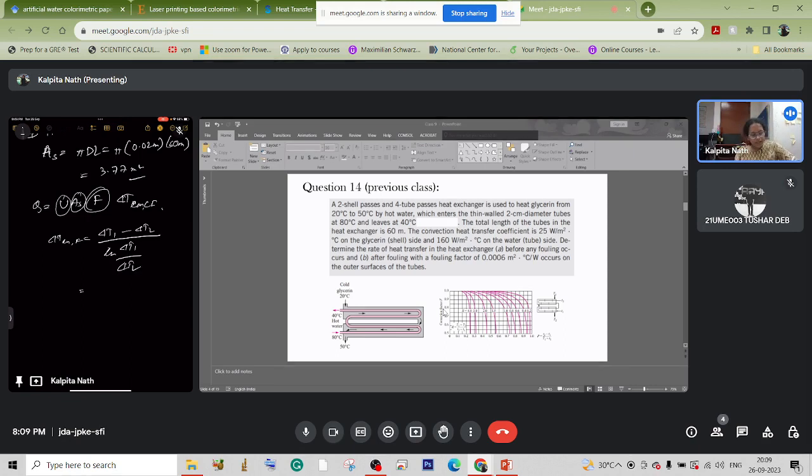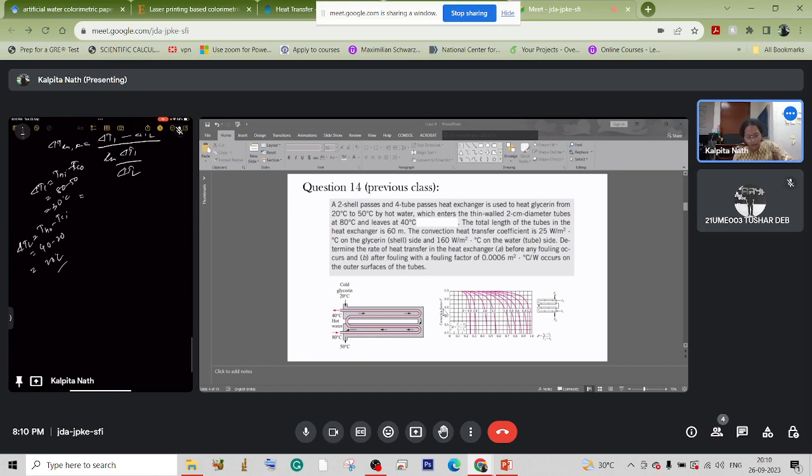So delta T1 is T_hi minus T_co, we already know this. So this is 80 minus 50, equal to 30 degrees Celsius, and delta T2 is equal to T_ho minus T_ci. So this will be 40 minus 20, equal to 20 degrees Celsius. So this will be 30 minus 20 upon ln 30 upon 20. So this will come out to be 24.7 degrees Celsius.